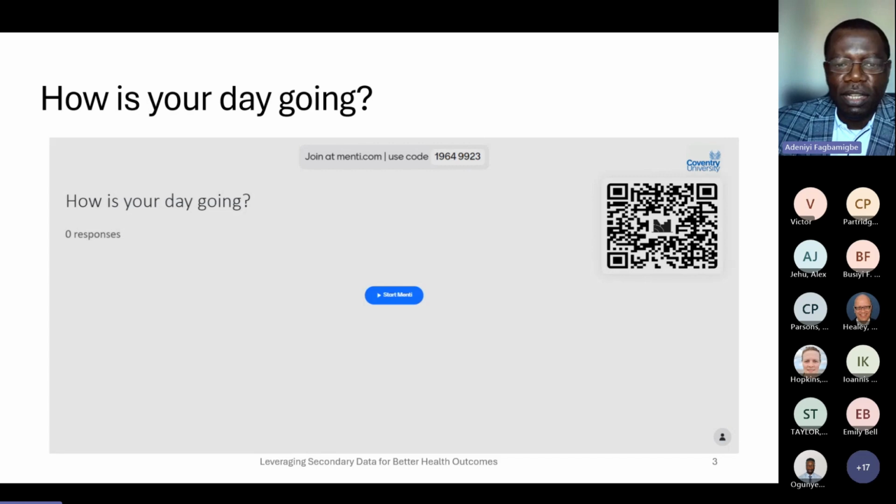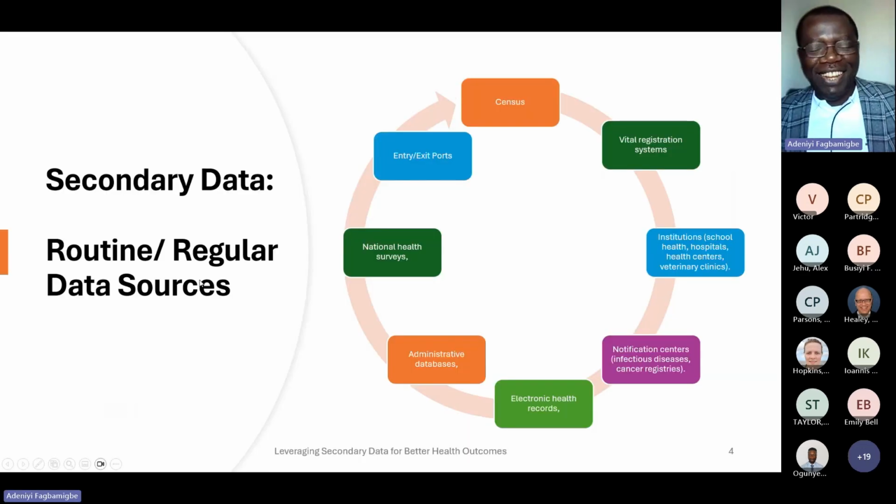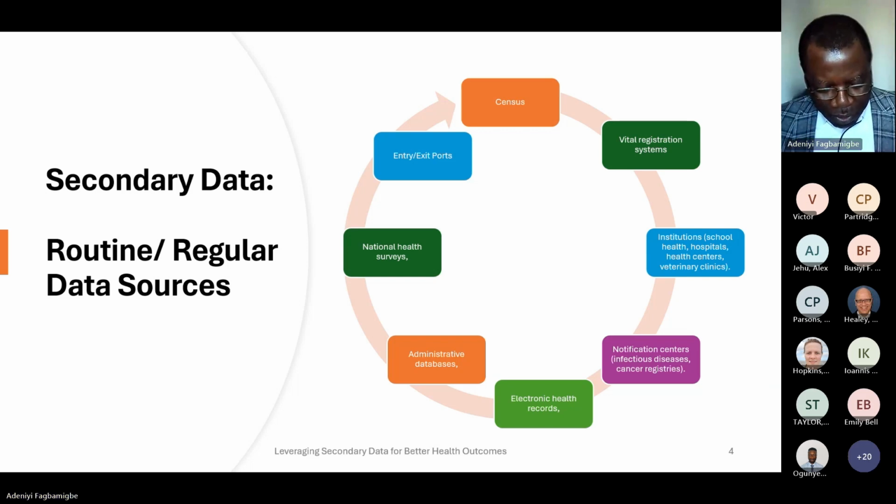So to start with, what is secondary data? Secondary means not primary, so to say. It means data that has already been collected. So we can use secondary data for analysis to explore health outcomes, to plan for health, to know whether an intervention is working, to plan interventions as well, and for different things.